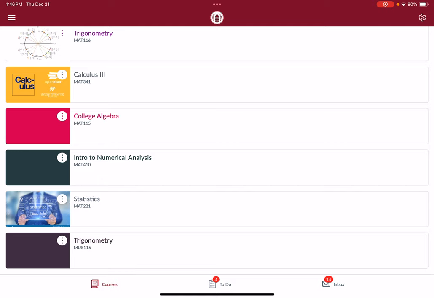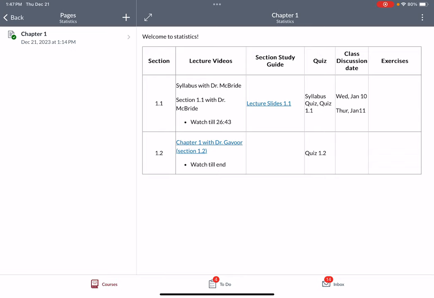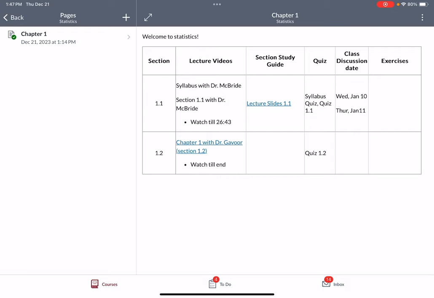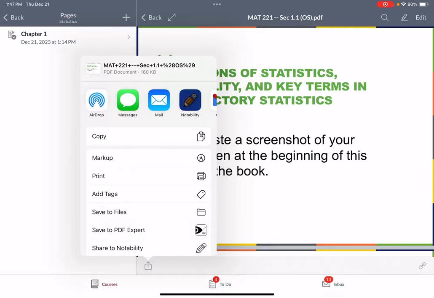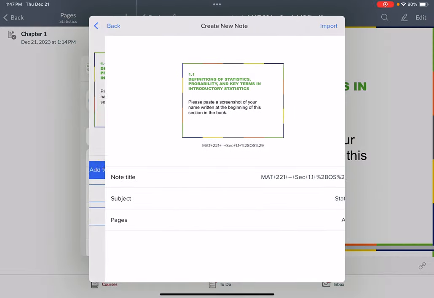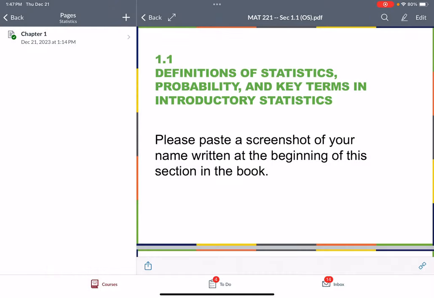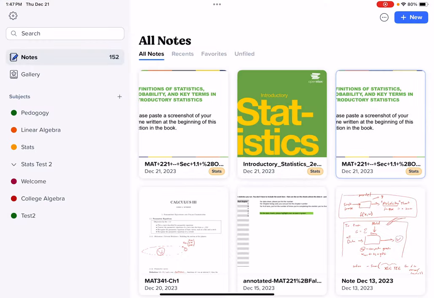Okay, so the first thing we need to do is get the lecture slides. In order to do that, we'll go ahead and open up Canvas. We'll go to statistics. We'll go to pages, and we'll find this link right here: lecture slides. Click on lecture slides and here they are. Let's open them in Notability. Create new. Import. Okay. Let's go to Notability. Close that. Here we are.